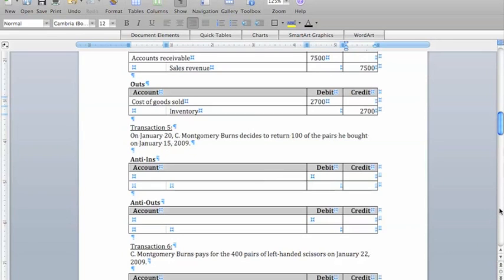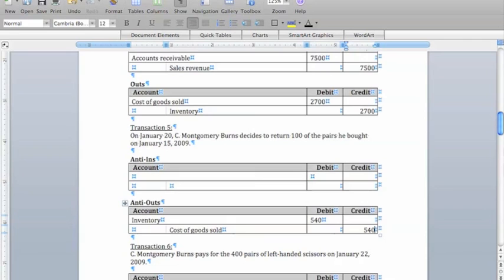We're basically just going to undo the outs piece of our previous transaction by debiting inventory, because we've got these items back now, for 100 items times the cost of $5.40. So we're going to debit inventory for 540, and we're going to undo the cost of goods sold entry by having a credit of 540 to cost of goods sold.